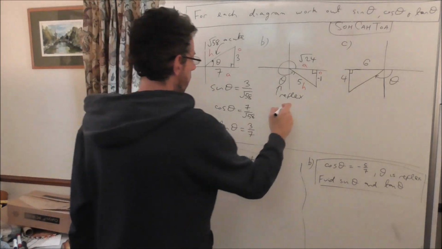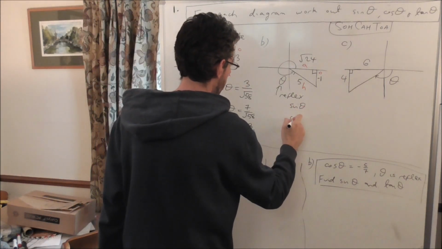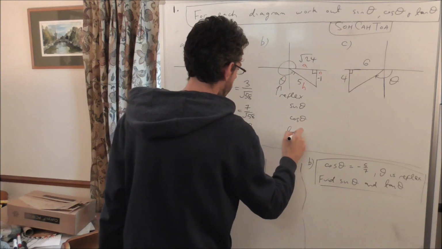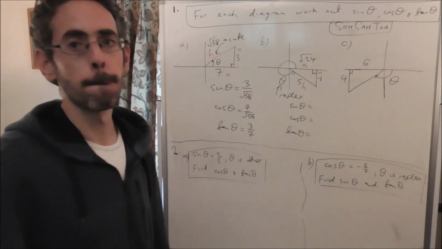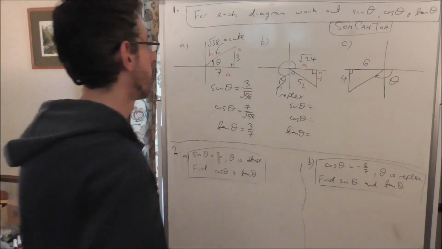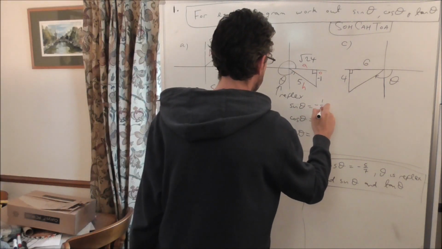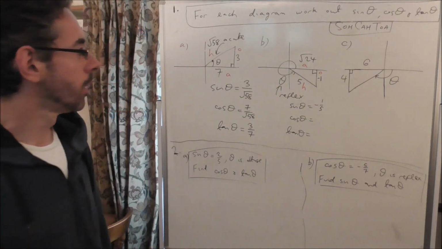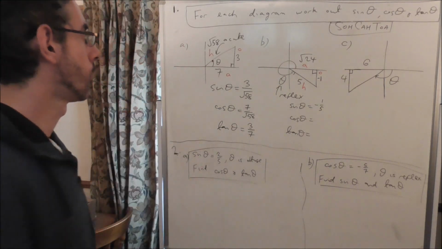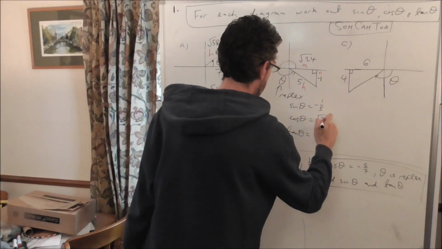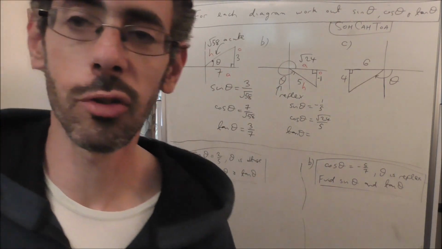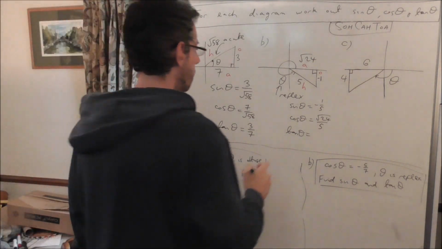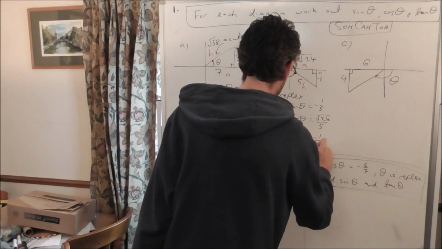And now we can write down sine theta, cos theta and tan theta. So sine theta, opposite over hypotenuse, is just minus 1 over 5, minus a fifth. Cos theta is adjacent over hypotenuse, so it's root 24 over 5. And tan theta is opposite over adjacent, so it's minus 1 over root 24.